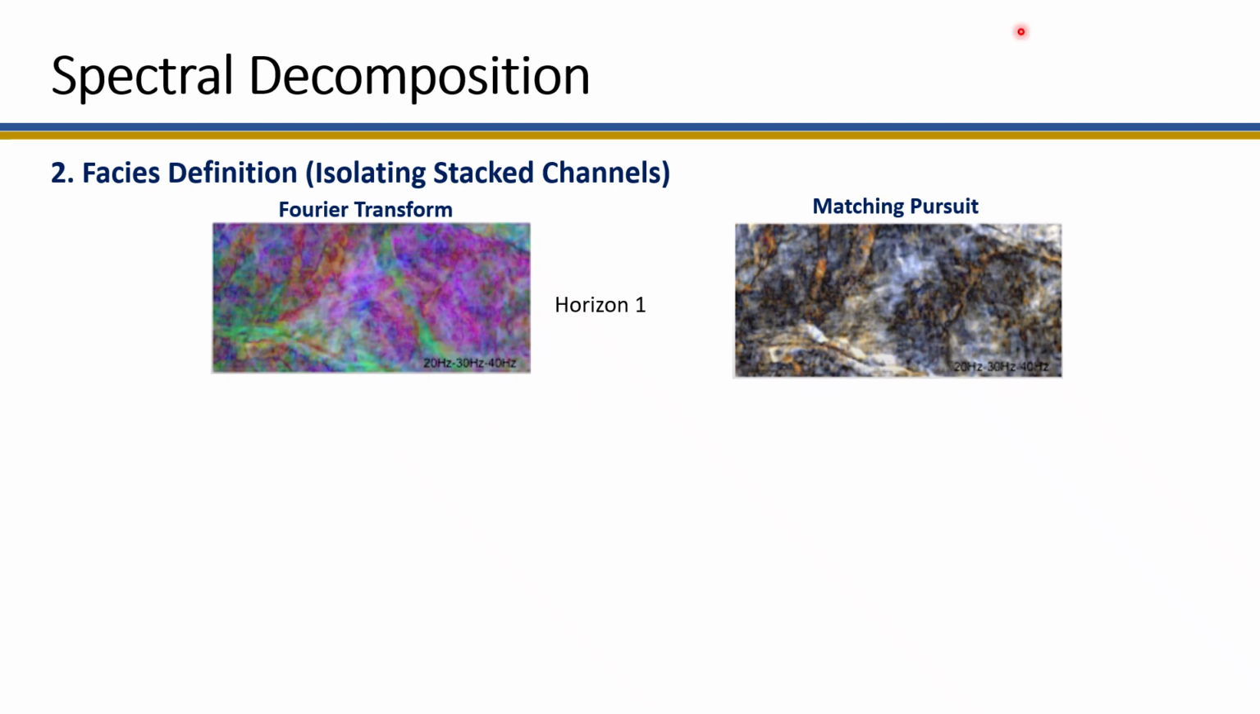In the Fourier transform on the left, we can see a nice green channel coming through from north to southeast. But when we look at the matching pursuit response, we don't see it there. It doesn't seem to be picking it up. So this brings us back to the question of why we can't see it.